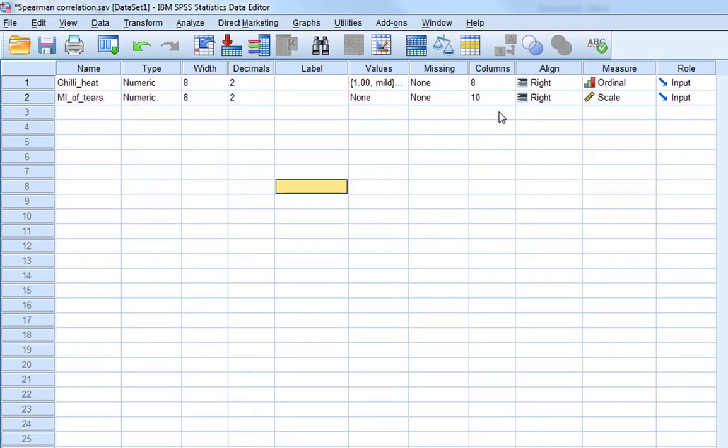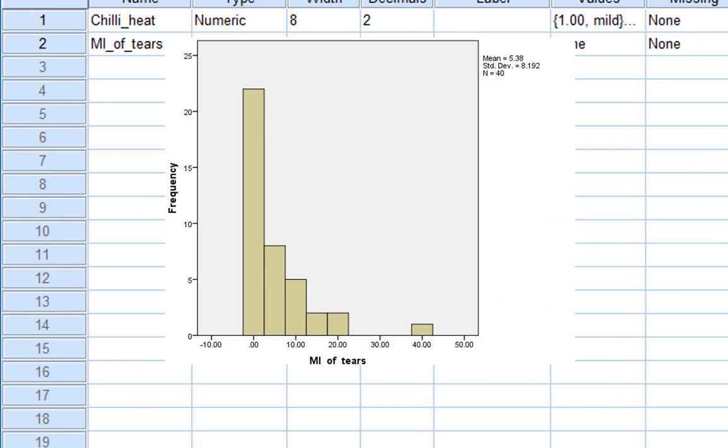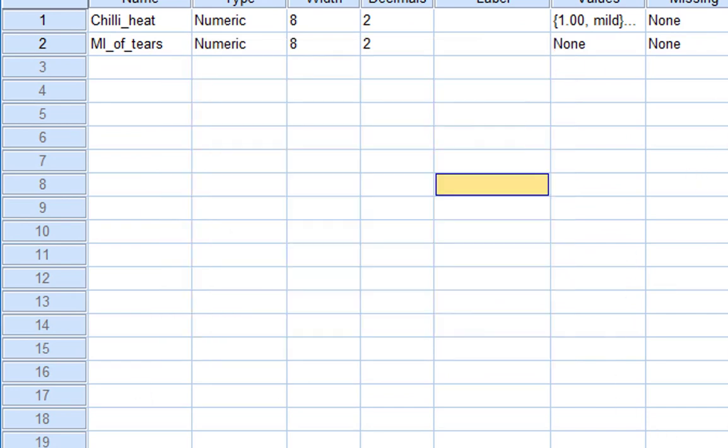And then we've got milliliters of tears, and this is scale because this is a continuous measure. It's ratio data because obviously you can't have minus tears cried, you'd suck tears up through your eyes. But it is also notable that this data does not have a normal distribution either.